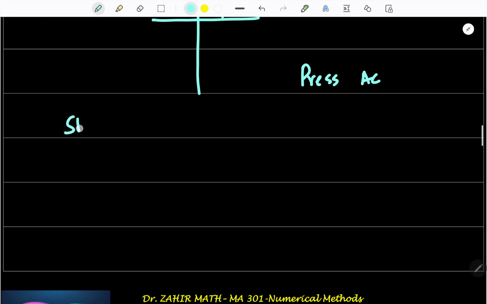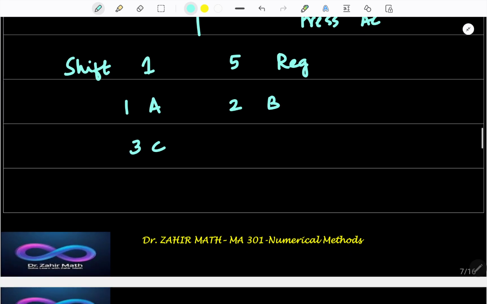Then the next step is you press shift, right? Start mode is shift 1. If you press shift mode, then press 5, which is regression mode, number 5. When you press 4, you will get 1, 2, 3, okay? You are going to get A, B, C. Step by step, we are going to do this.